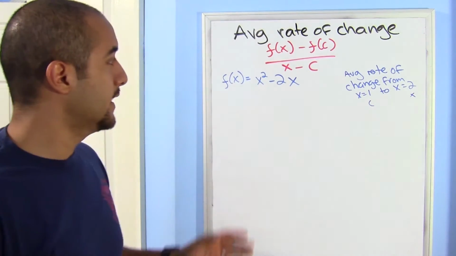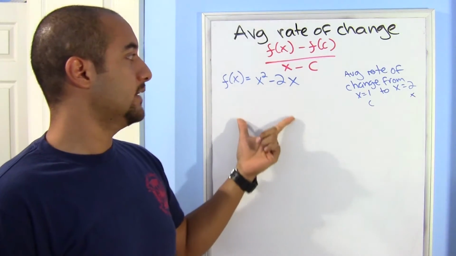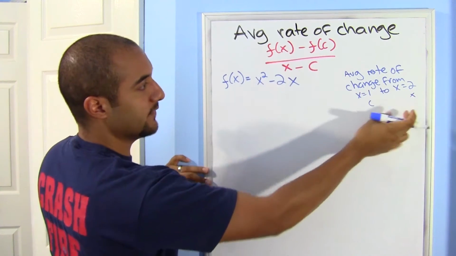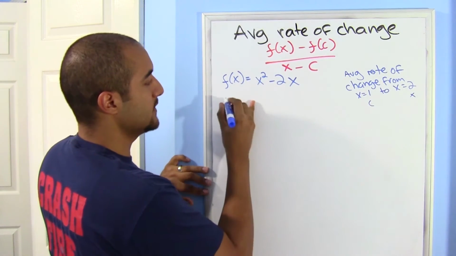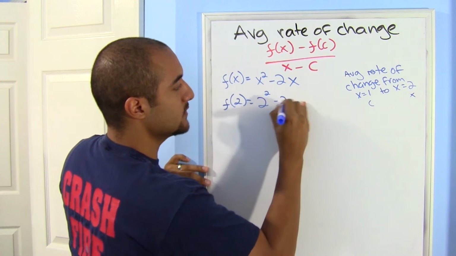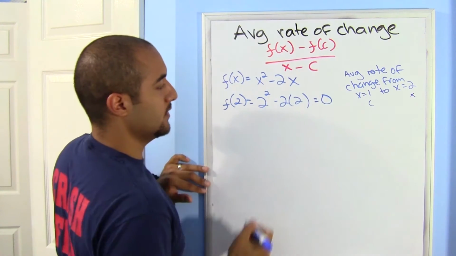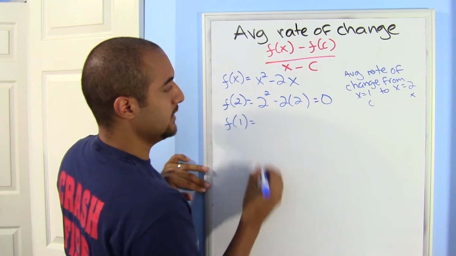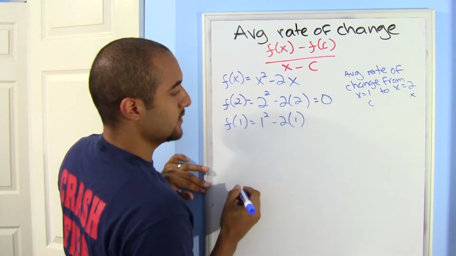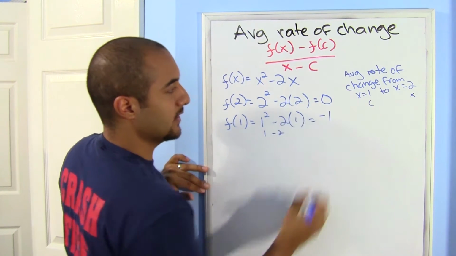Alright, same as before. Here I'm still wanting to find out the average rate of change from 1 to 2 in this function though. So I first need to find out how much my f of x is. What is the value when I input this here? So f of 2 is 2 squared minus 2 times 2. That's 4 minus 4, so 0. f of 1 is 1 squared minus 2 times 1. 1 squared is just 1, minus 2, so it's negative 1.